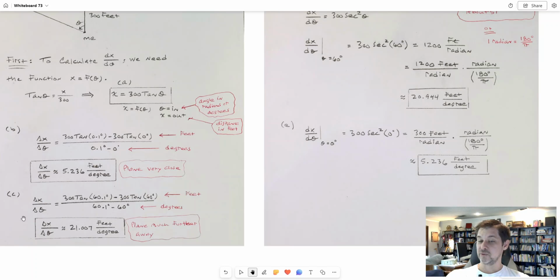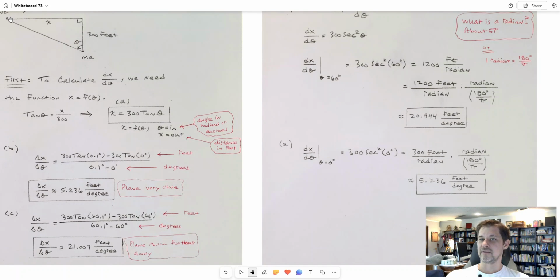These are the actual changes. This says if the angle changes by a degree, the plane's got to move 21 feet through the air. Those are actual changes in distances and angles. The derivative is like predicting that that's what it would be. I didn't expect these to be exactly the same, but I did expect them to be close, and they are. So that's dx over d theta when theta is 60.